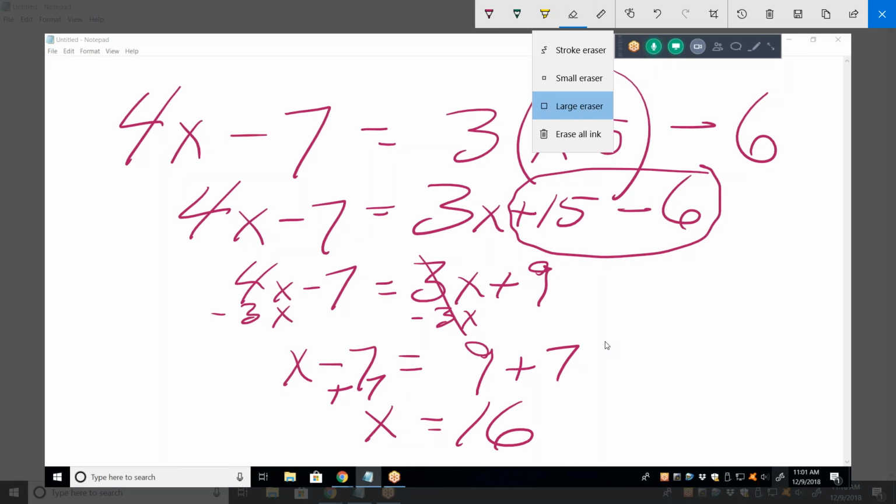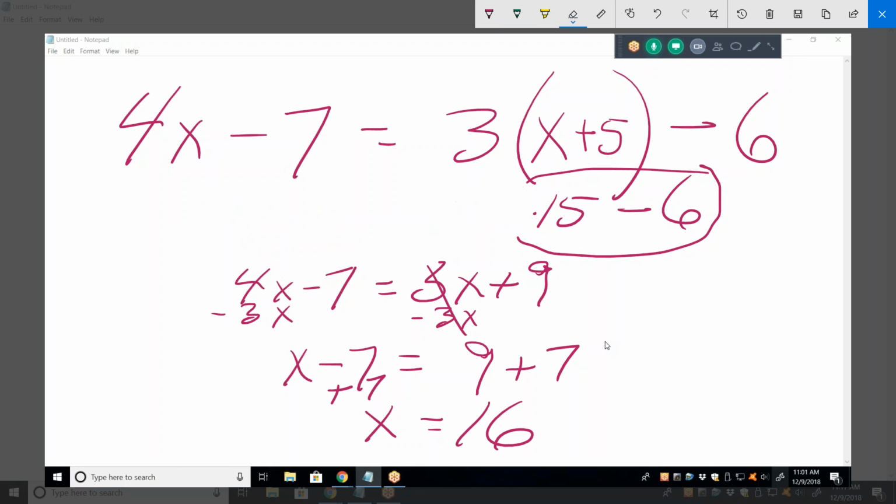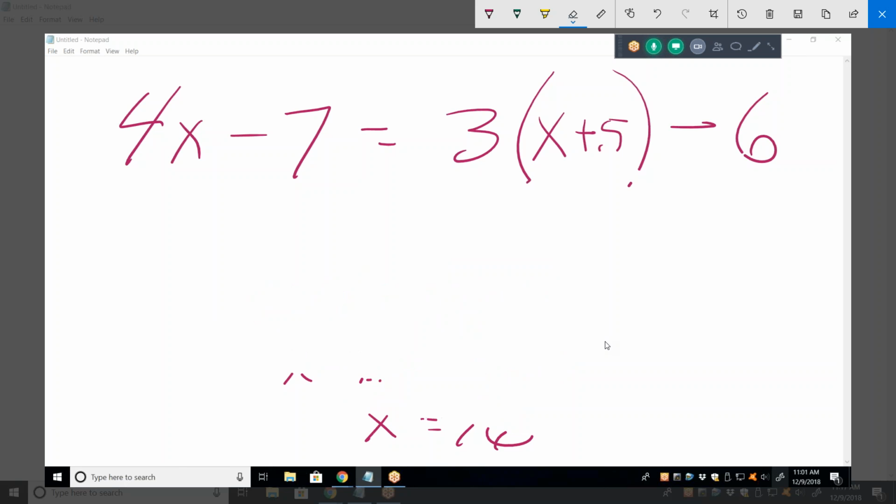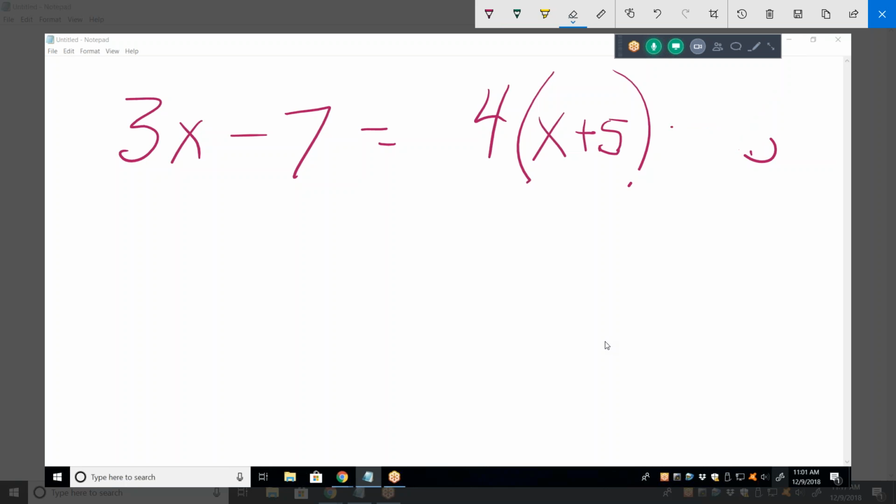Now, I'm going to change it slightly, just because I want you to know that you don't always have your x on the left side. Sometimes you can put it on the right side, and sometimes that's the easier thing to do. I'll show you a case. We'll make this a little bit easier. I'll take away that -6.